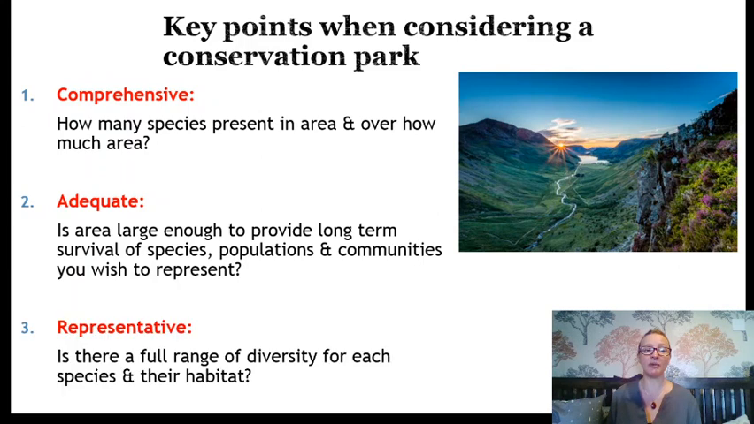So if they're going to set up a national park, they need to make sure it's comprehensive, that they've got as many species as they can in a particular area. And they need to make sure that the area that they put aside for this park is adequate. It's big enough to provide long-term survival of the species and those populations and communities. And it needs to be representative. So they need to make sure that they've got a full range of diversity in those particular areas.